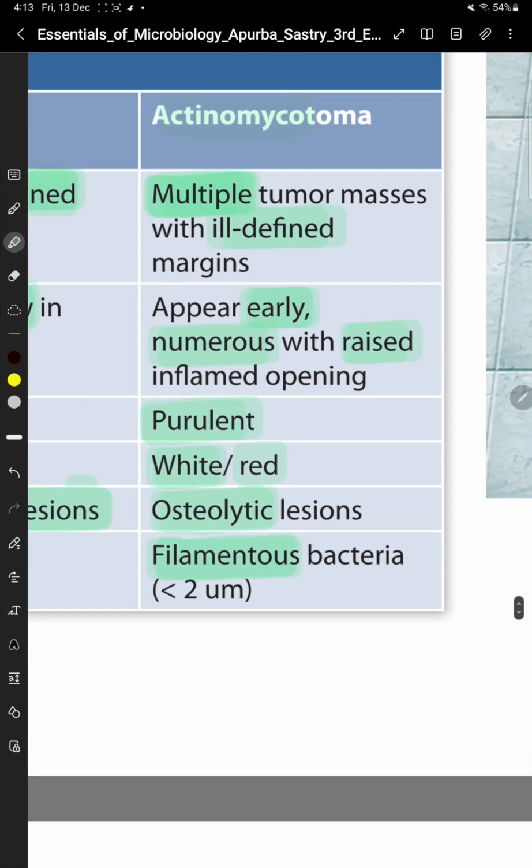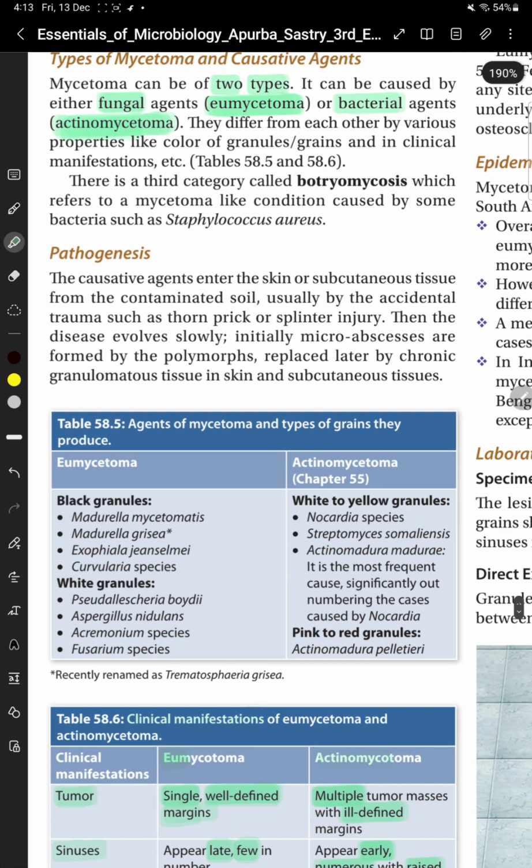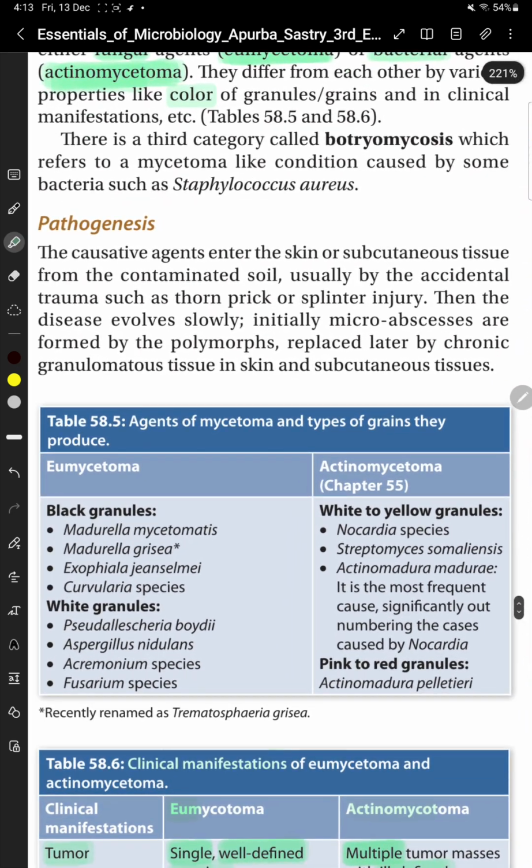Actinomycetoma, multiple tumor with ill-defined margins. Sinuses appear early. They are numerous with raised inflamed opening. Discharge is purulent, grain white or red. Bones will have osteolytic lesions, and the grain will contain filamentous bacteria less than 2 micrometer. So eumycetoma and actinomycetoma differ from each other by various properties like color of granules or grains and also in clinical manifestation.